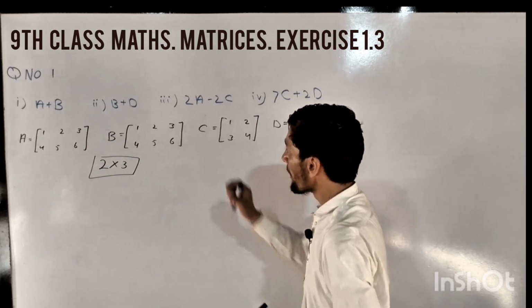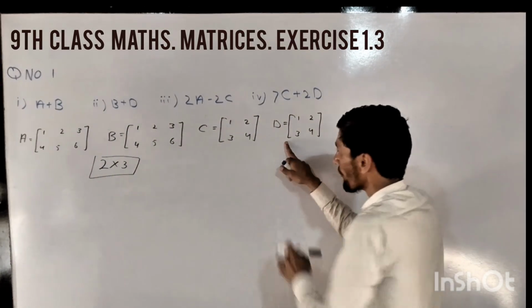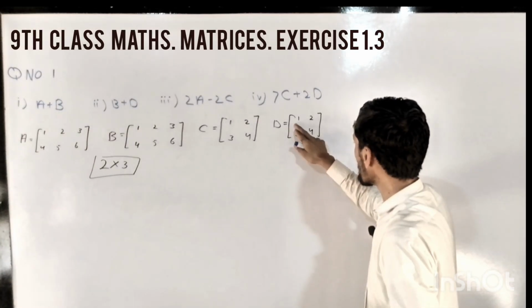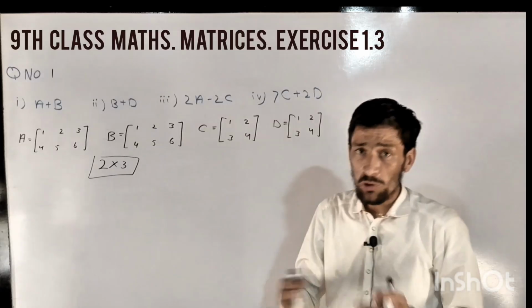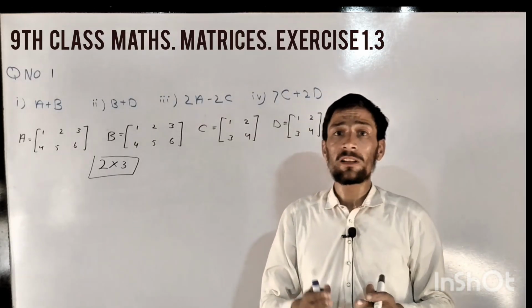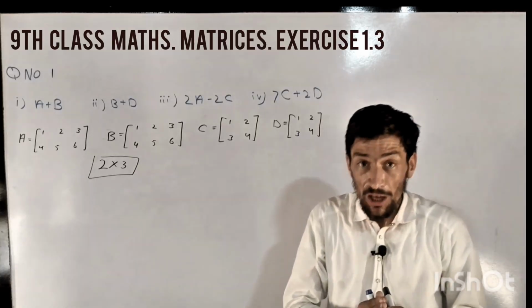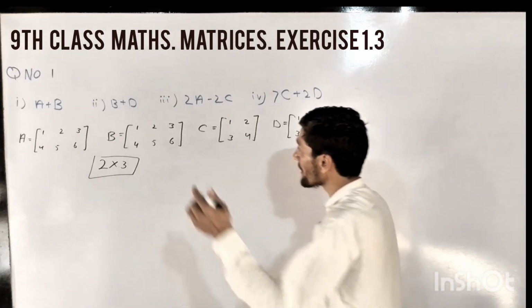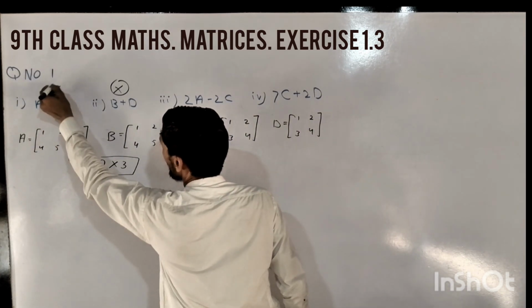The second one is B plus D. We will not add it because this is 2 by 2 and this is 2 by 3. So there is a difference between the dimensions of matrix B and matrix D. So we cannot add it. We can't solve it. Okay, I have done it right now.